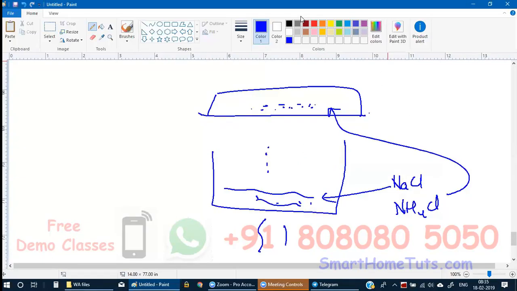So this is how we are going to separate NaCl and NH4Cl. The ammonium chloride will sublime, turn gaseous, and stick to the cold glass surface, and sodium chloride will remain behind.